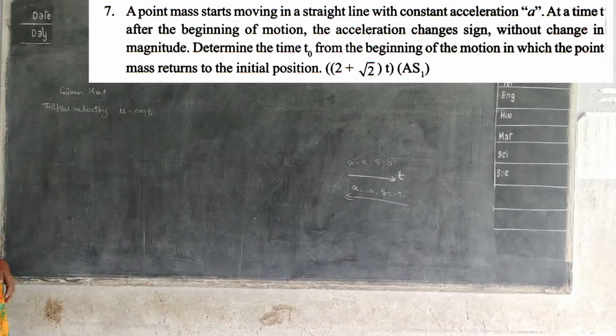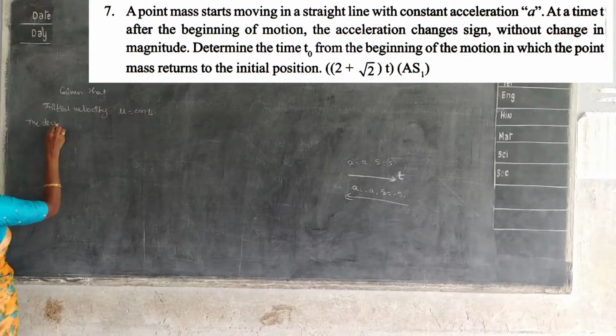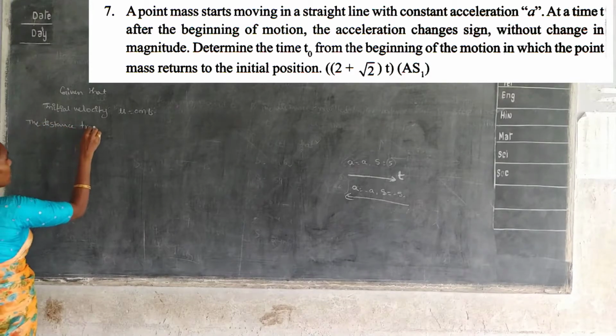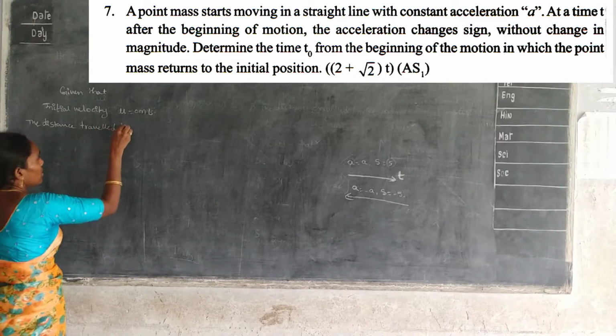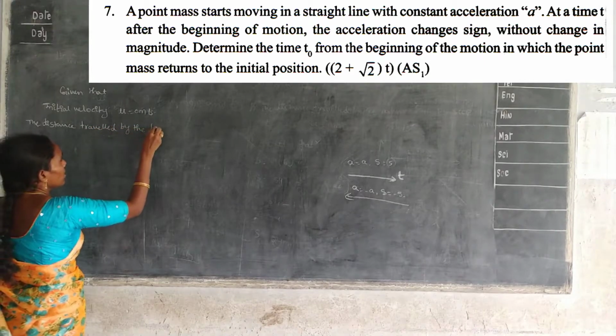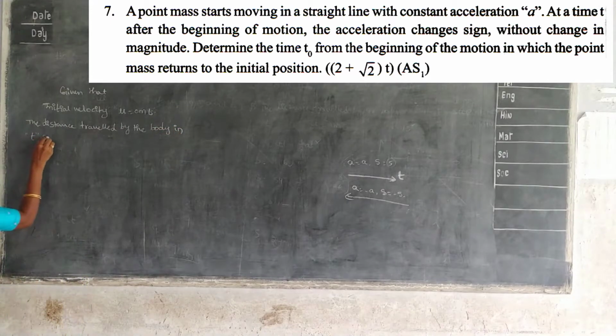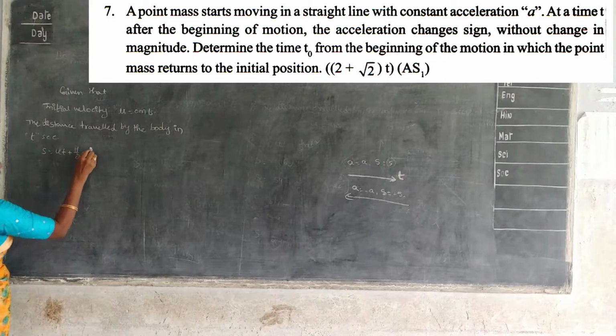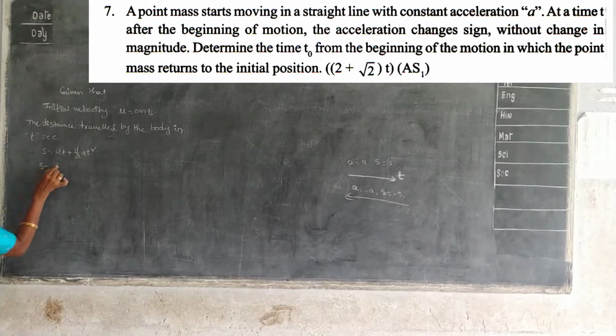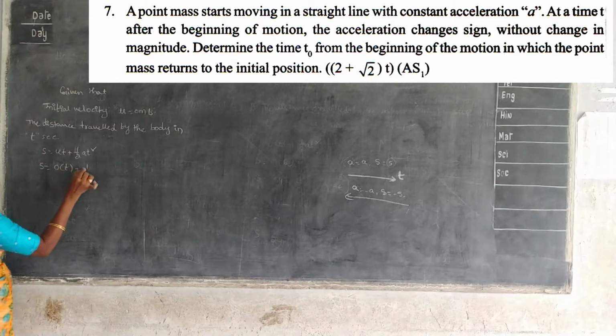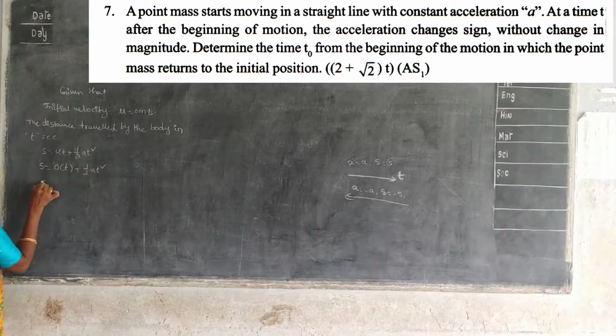Here initial velocity becomes 0 meter per second. The distance travelled by the body in t seconds is s is equal to ut plus half at square. Here initial velocity becomes 0, that's why 0 into t plus half at square. So s is equal to half at square. Equation number 1.